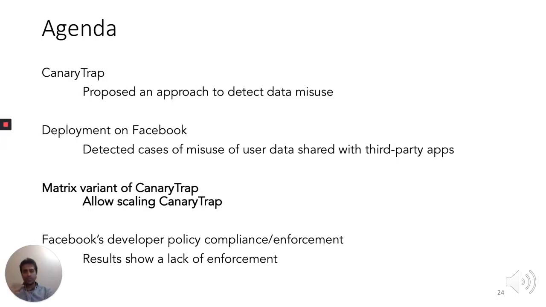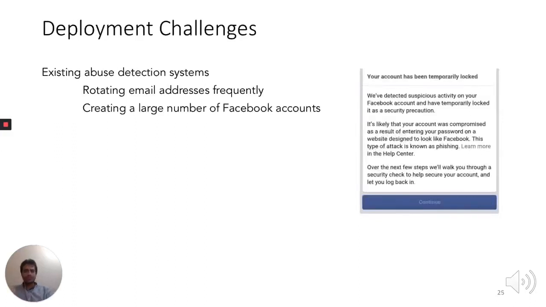Now we propose a matrix variant of CanaryTrap that allows large-scale implementation. Online social networks are in the most comfortable position to deploy CanaryTrap. But what if an independent auditor or a regulator like the FTC wants to deploy it? Based on our experience, we face a lot of restrictions from Facebook's existing abuse detection systems. Actually, when we were rotating email addresses frequently, Facebook temporarily locked our account.